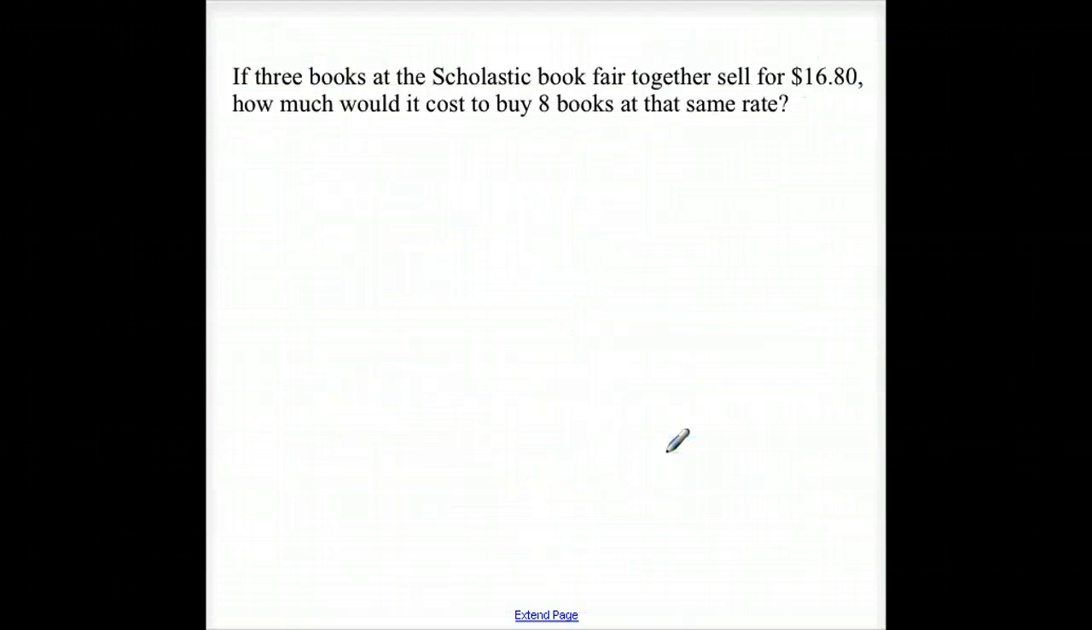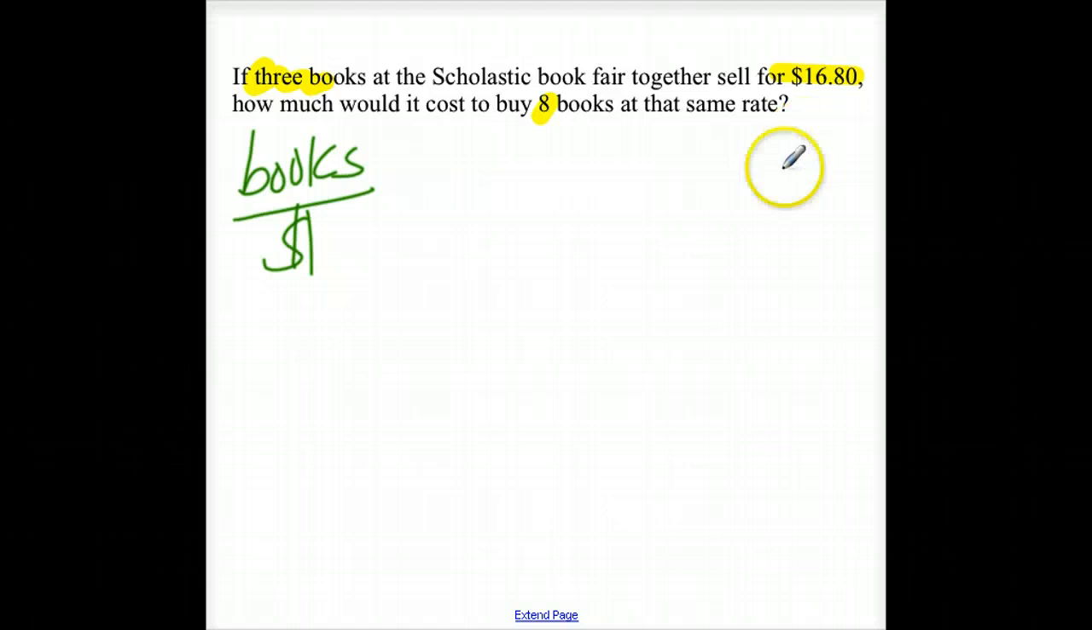I'm going to do one more example that's a little bit easier to understand. If 3 books at the Scholastic Book Fair, 3 books, together sell for $16.80, how much would it cost to buy 8 books at this same rate? All right, I'm going to set up my proportion with books to money. If you set yours up, money over books, you're going to get the same answer, just as long as we set our proportions up with the same units on top and bottom.